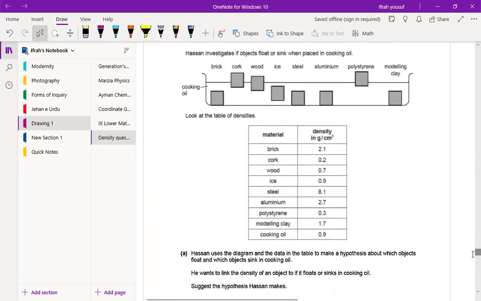Hassan investigates if objects float or sink. Float or sink. That means there is a concept of density. And as you can see, there are some objects that are sinking and there are some objects that are floating. There are two objects that are submerging, right? Submerged can be considered these two, and sinking is going to be this one, this one, this one, and this one. Okay, right? So what do you think?